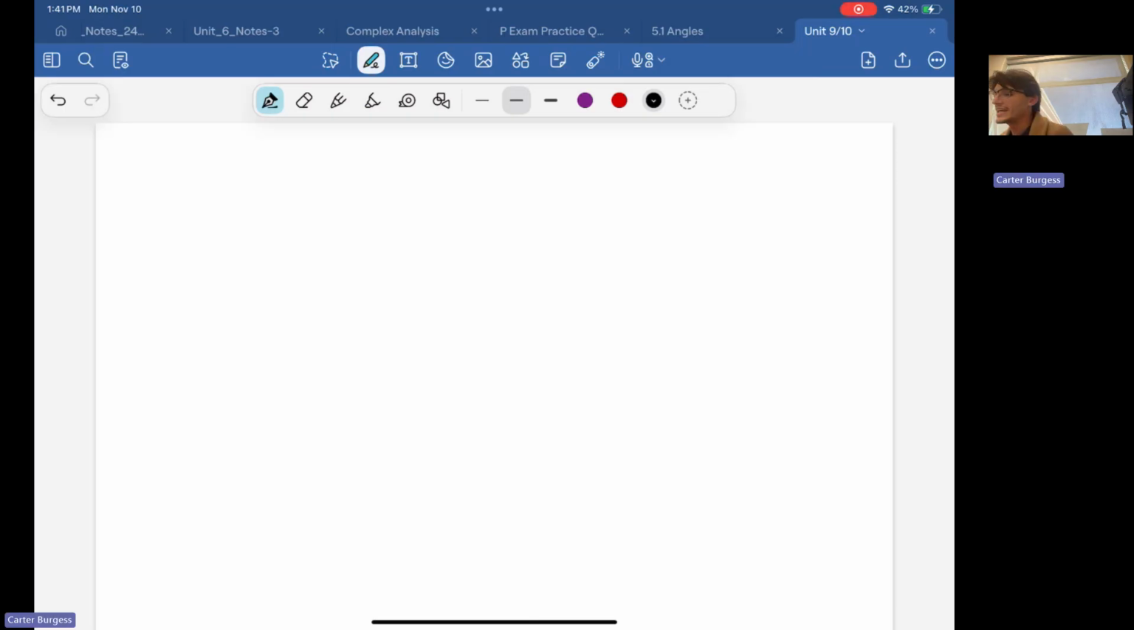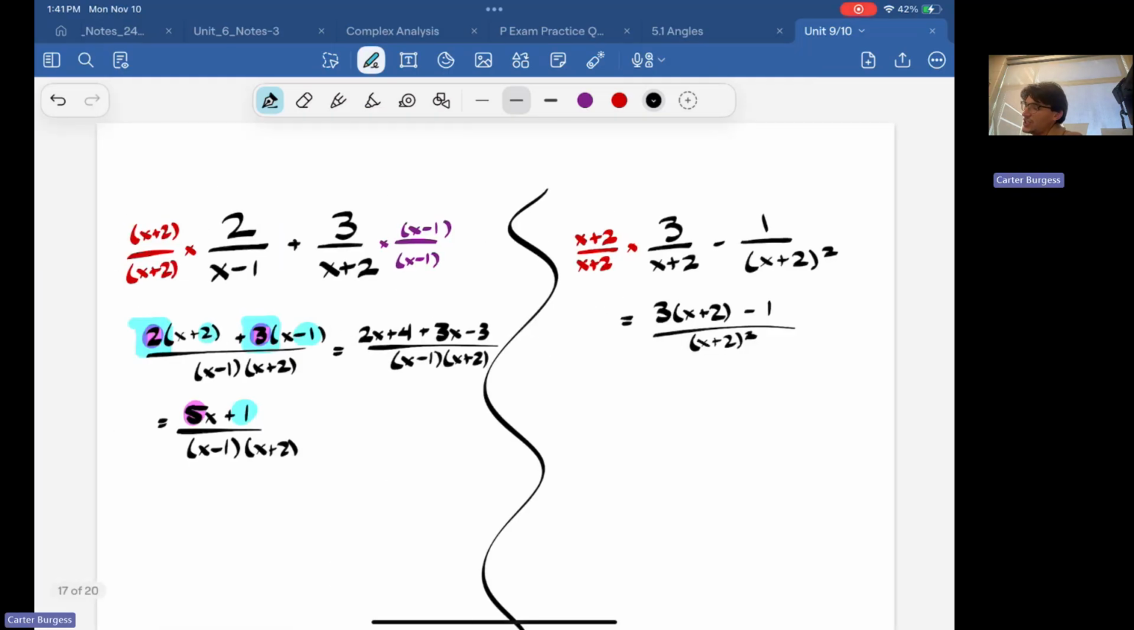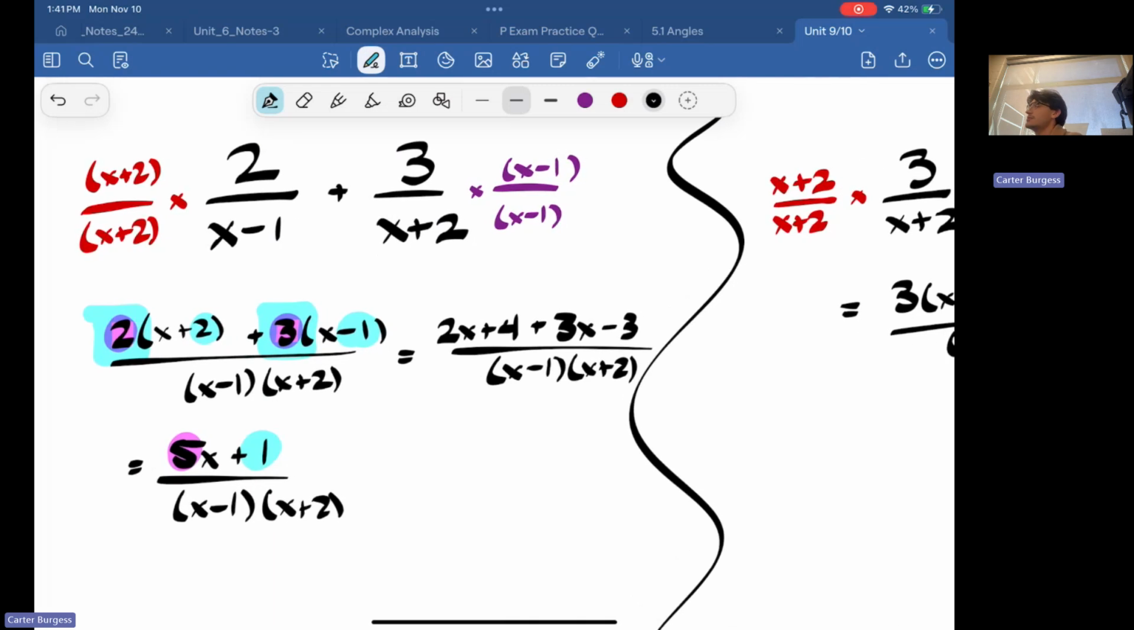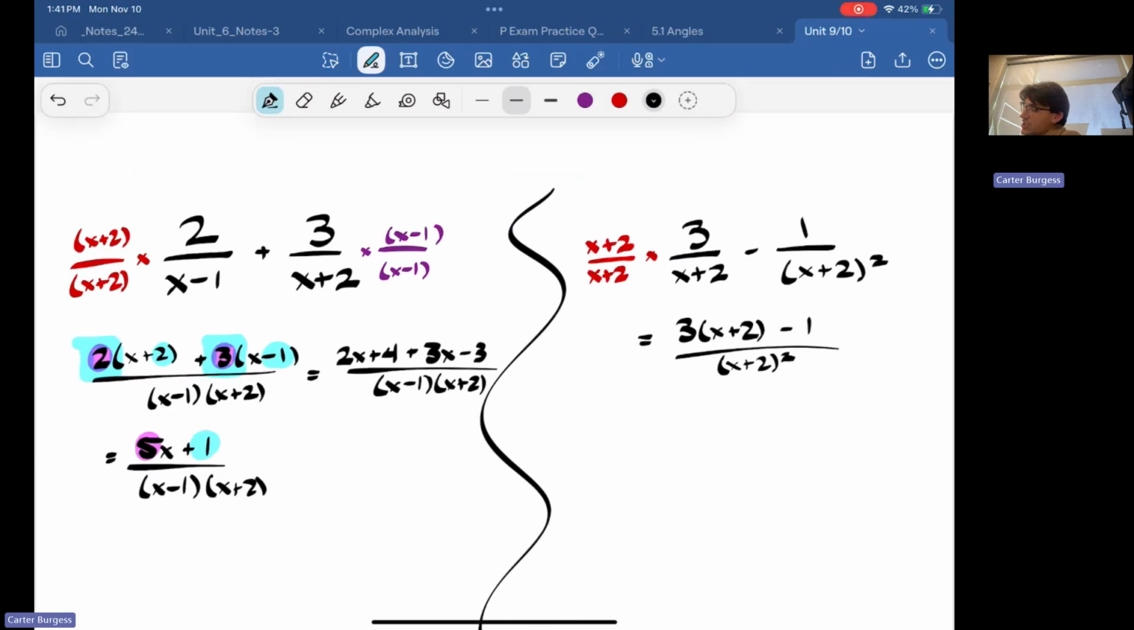Okay, so looking at our very first example here, I have 7x plus 1 over x squared plus x minus 6. In order to do this decomposition, what do I kind of need to know first? Yeah, the factored form of the denominator. I think that's a really, really good place to start.